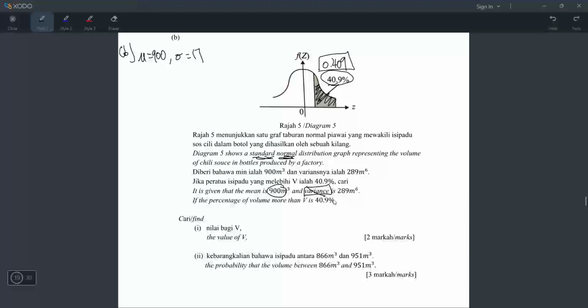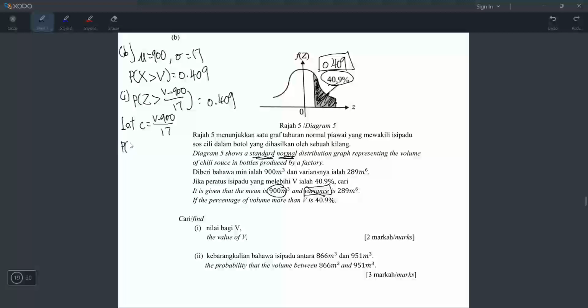And then they say the percentage of volume more than V is 40.9, so we can write P(X > V) = 0.409, where X represents volume. So the probability is 0.409, or you can also check the area of the shaded region here is 0.409. So now they want us to find the value of V. The first step in normal distribution is always to change from X to Z. Take the X value, which is V, minus the mean 900, divided by the standard deviation 17. And now you cannot calculate this because you don't know the value of V. So how I teach in class, you let Z equal V minus 900 divided by 17.